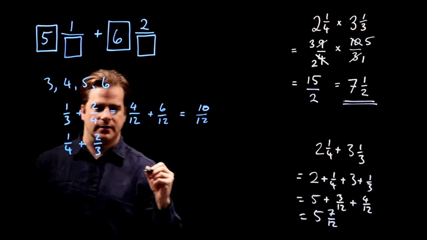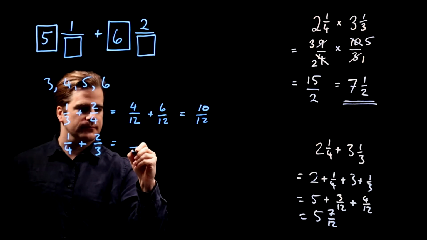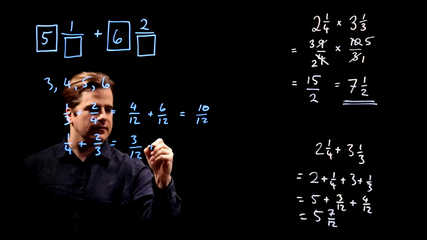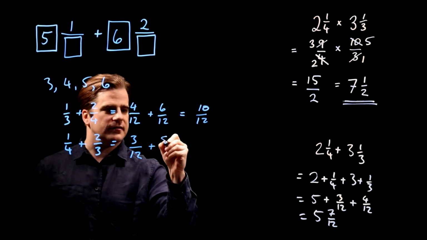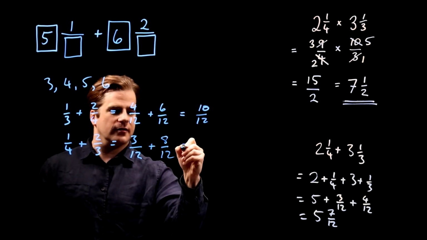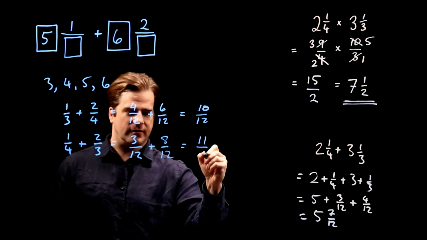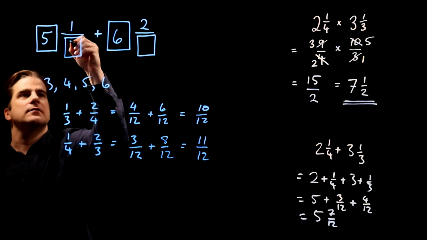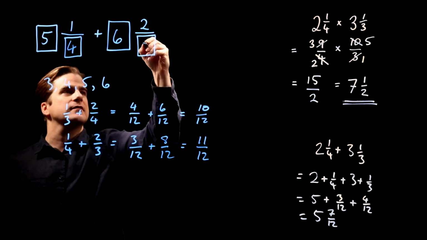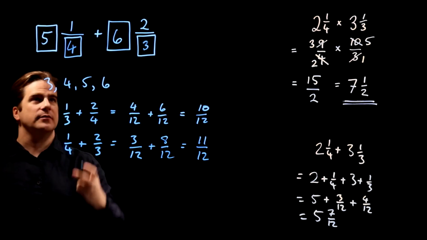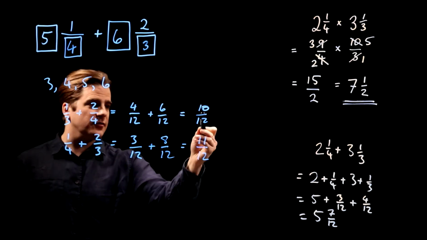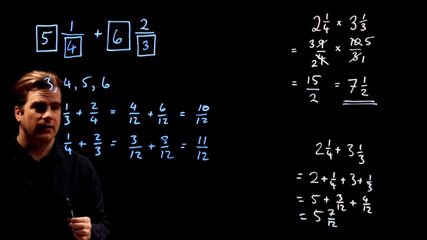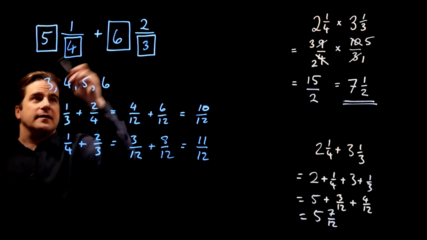10/12. Okay, this one over 12, 1/4 is 3/12 plus 2/3 is 8/12. So that 3 plus 8 is 11. That's the winner. Okay, so we want 1/4 plus 2/3. There we go. We choose that because 11/12 is bigger than 10/12. So that's the way around that we want the 4 and the 3. Okay, so there's the answer.